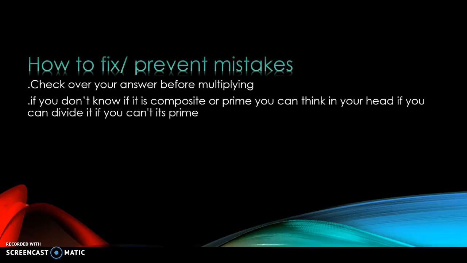Some ways you can fix or prevent mistakes: check over your answers before multiplying, so see if the prime numbers can be multiplied. If you don't know if it is composite or prime, you can think in your head if you can divide it. If you can't, it's a prime number.